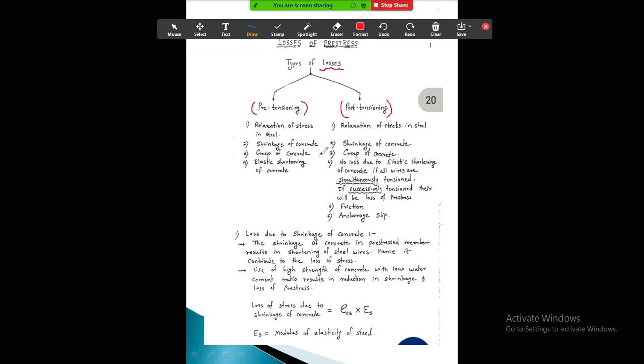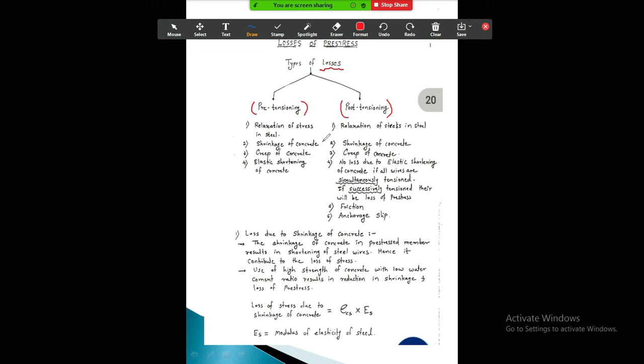Now you know what a pre-tensioning member is and what a post-tensioning member is. A pre-tensioning member is a member in which you apply the stressing force to the tendon before concrete is poured into it. For a post-tensioning member, you cast the proper beam, and you apply the stressing force to the tendons after the concrete is hardened. Those types of members are post-tensioning members.